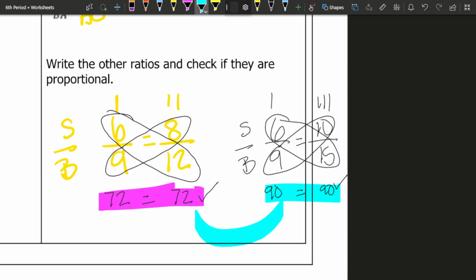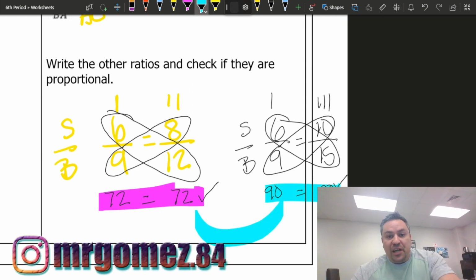But the pink itself has to be the same. The blue itself has to be the same. If they are, they're proportional, and then you just say, yes, they're proportional. And that's it. So we found out how to find the scale factor. Now we already know how to find corresponding sides and proportionality. Any questions so far?